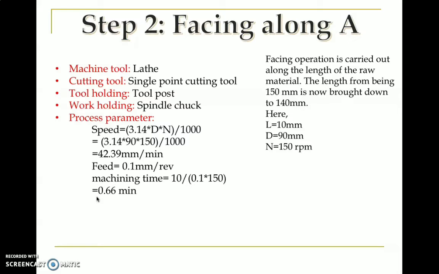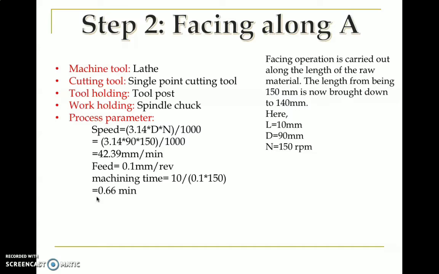The second step is facing along A. So the facing operation is carried out along the length of the raw material. The length is brought down from 150 to 140. The machine tool used here is a lathe. The cutting tool used here is a single point cutting tool. The tool holding device is a tool post, and the work holding device is a spindle chuck. The values of L, D and N are 10, 90 and 150 RPM respectively. So when substituting these values into the formula for speed, we get the answer as 42.39 millimeter per minute.